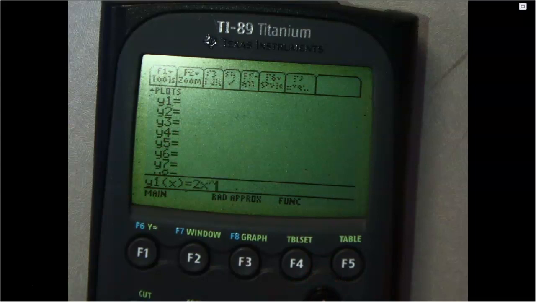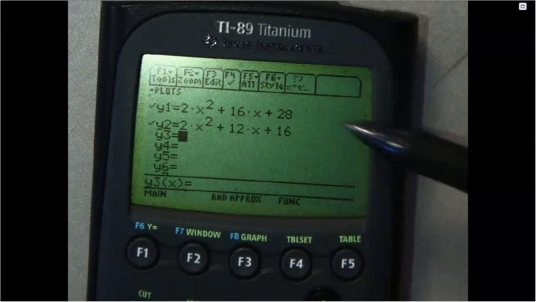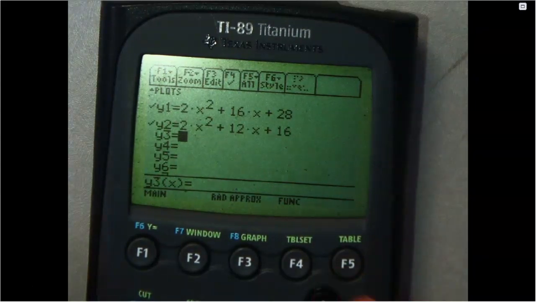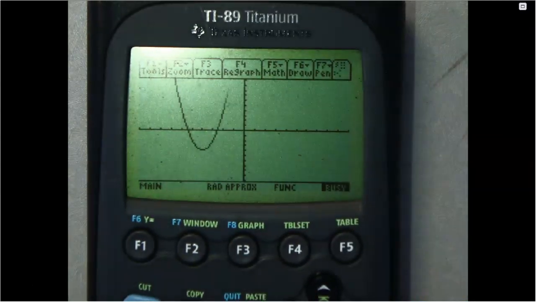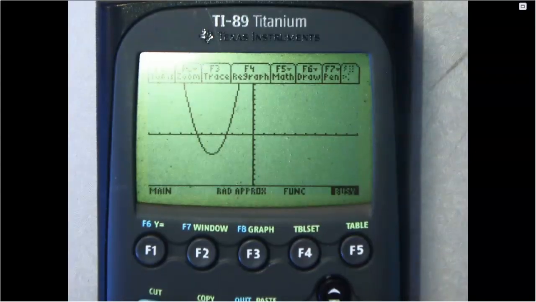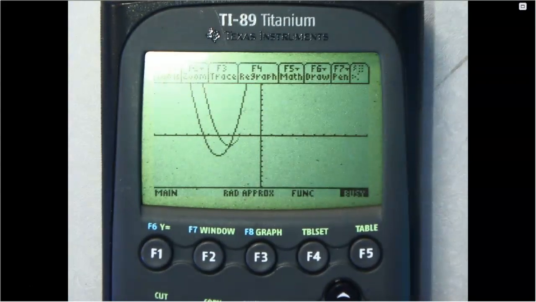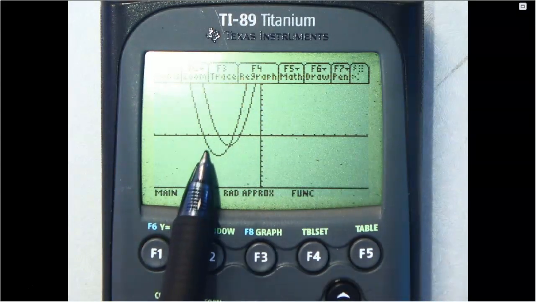So here, actually, there's another way. 2x squared plus 16x plus 2x squared plus 12x plus 16. So I'm just going to remember, I typed in the one with the plus 28 first, and the one that did the graph first is the one with the 28. It does the one first. So that I can tell, because I just remember that one was the one they did first.